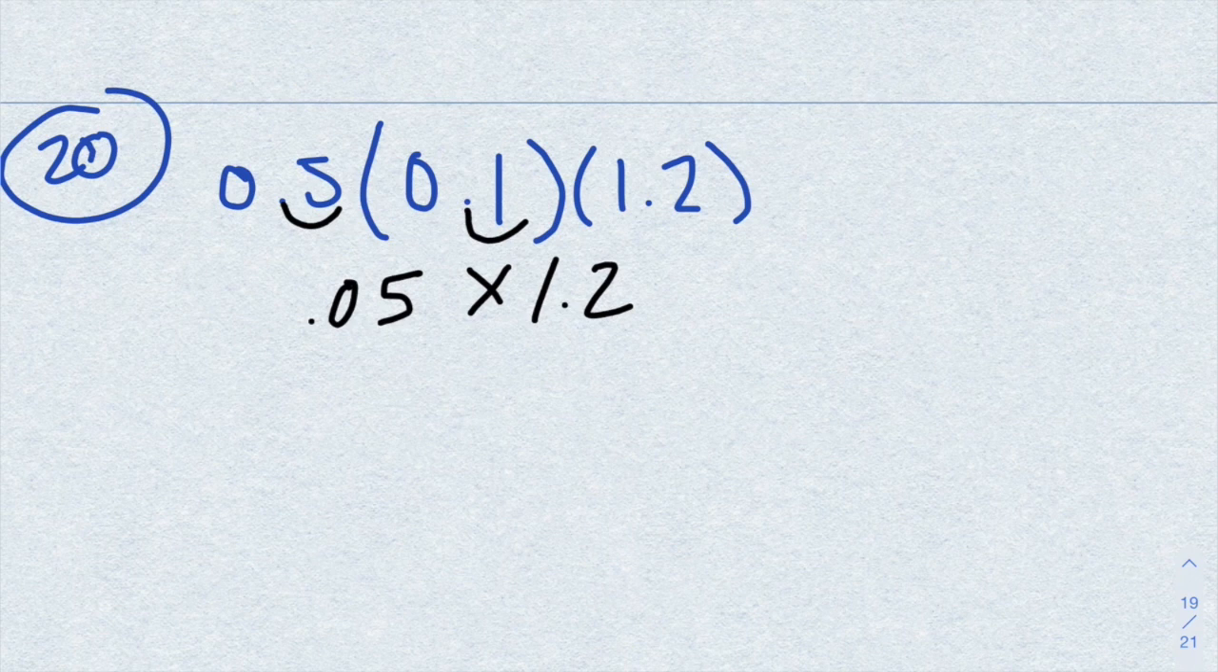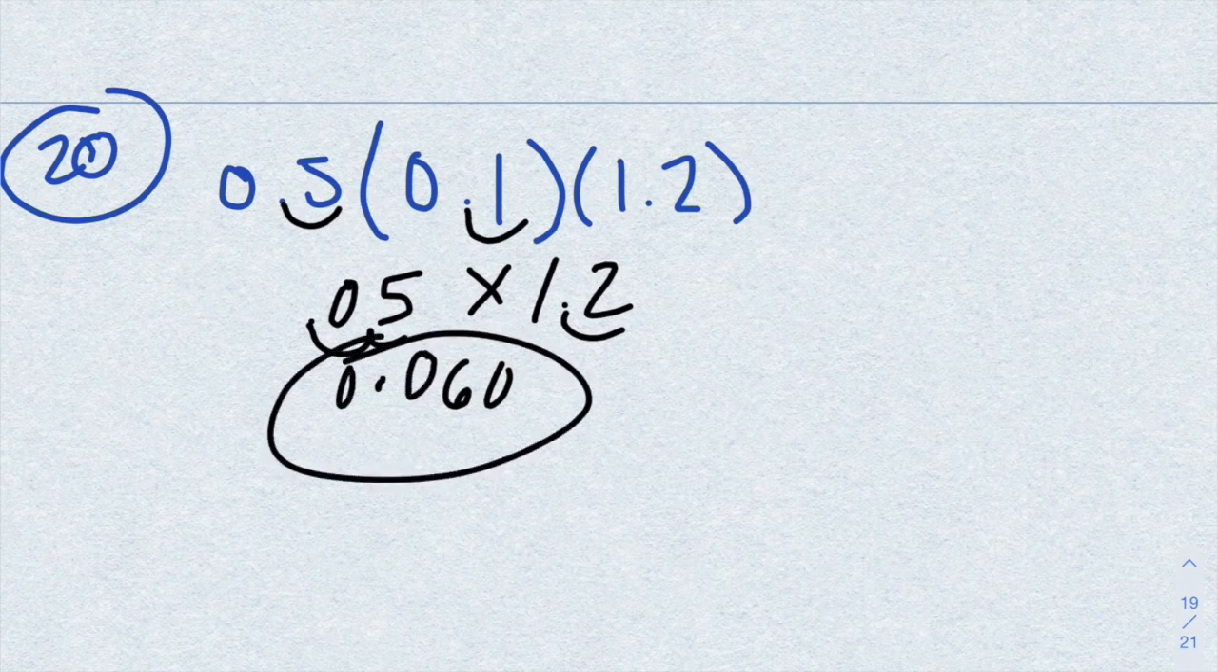Now I have 5 times, let's say, 12. So that would give me 60, right? But how many numbers are after my decimal? 3. So I have to put a number before my decimal. So I get 0.060. And that's it. Hope you did well on your test.